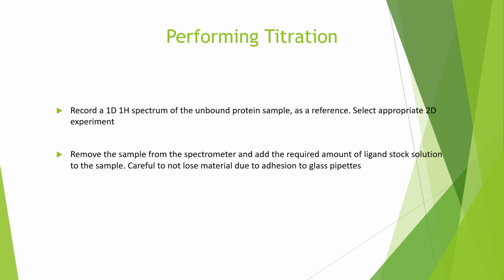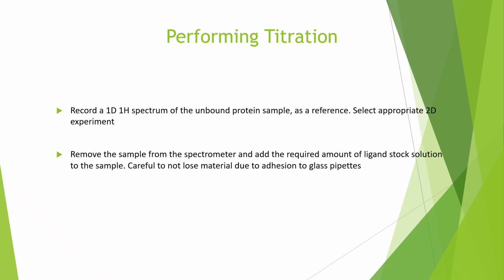Record a 1D hydrogen spectrum of the unbound protein sample as reference. Make sure to select an appropriate 2D experiment. Remove the sample from the spectrometer and add the required amount of ligand stock solution to the sample. Be careful to not lose material due to adhesion to glass pipettes.